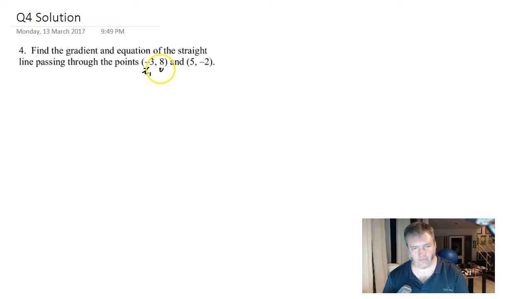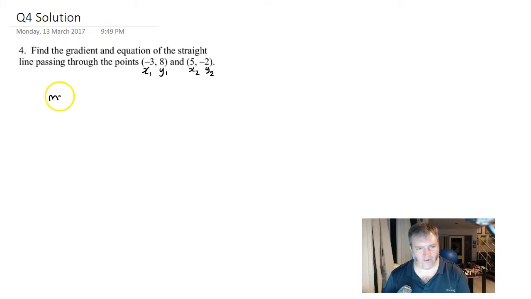Make sure you label your points x1, y1 and x2, y2, or if you use A and B, xa, ya and xb, yb. The reason for that, of course, is that you just don't want to get caught into the trap of using these two together and these two together. You want to make sure you get your x's together and your y's together.